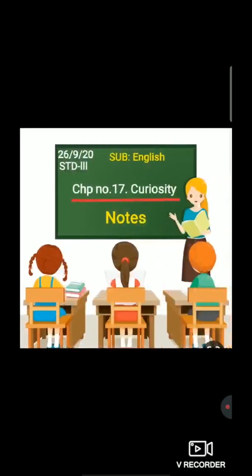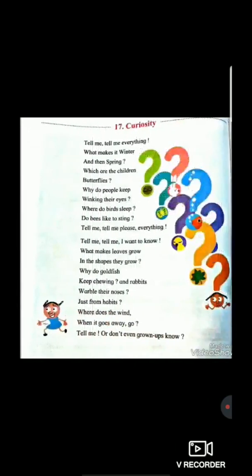Students, in a previous lecture, I had explained to you poem number 17, Curiosity, right? And today I am going to give you the notes. But before I give the notes to you, I am going to read the whole poem again so that you can pronounce each and every word properly. So here, poem number 17, Curiosity.